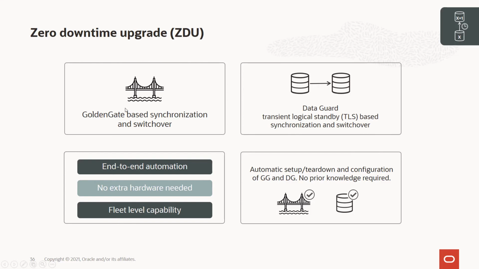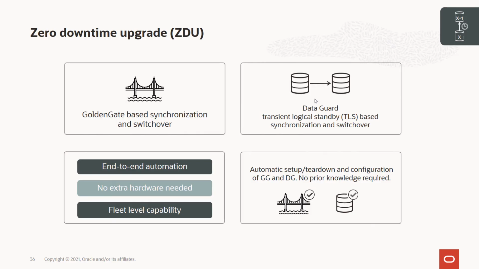We can specify that we want to do zero downtime upgrade using Golden Gate. In that case, it will do a clone, set up a Golden Gate replication, and do all the switches and so forth using Golden Gate. In the other case, it uses Data Guard or Active Data Guard, because what it does, it uses the transient logical standby and the DBMS_ROLLING package.